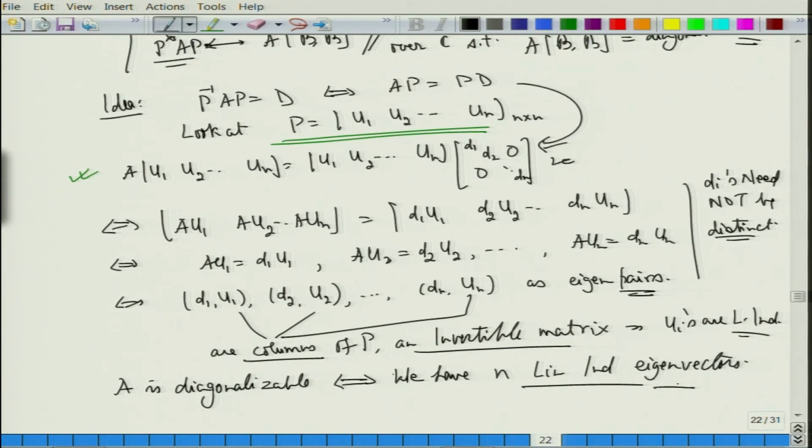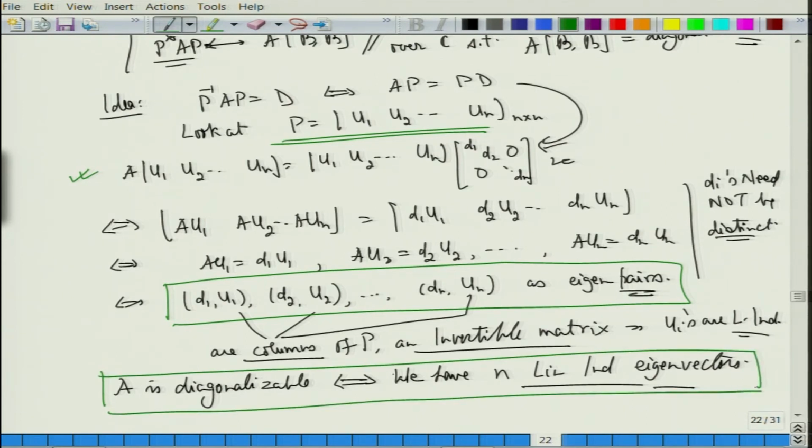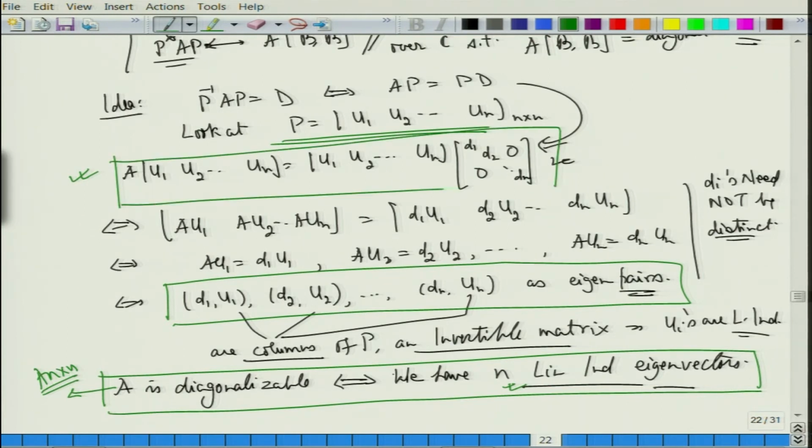Look at the definitions. These are the eigenpairs. So you have got U1, U2, Un, you have got n linearly independent eigenvectors, alright. So A is diagonalizable if and only if we have got n linearly independent eigenvectors. And what is this n? N is the size of this matrix. A was n cross n, it was the size of the matrix, fine. This is one way of understanding it using matrices. This is what we wrote, fine.